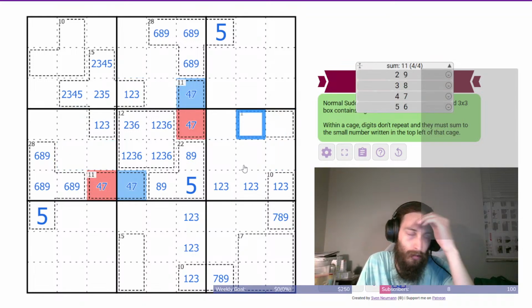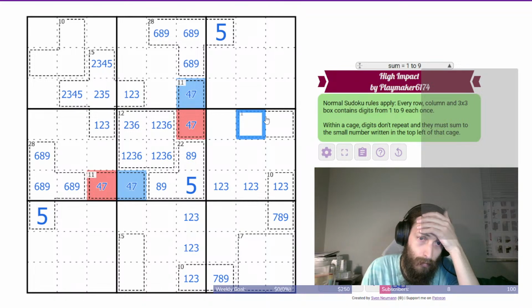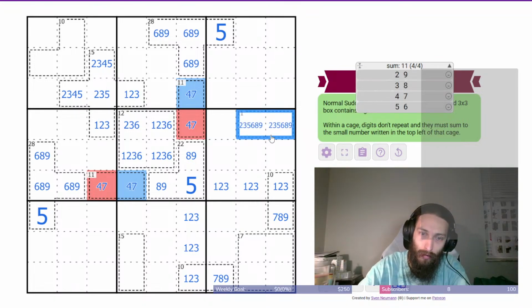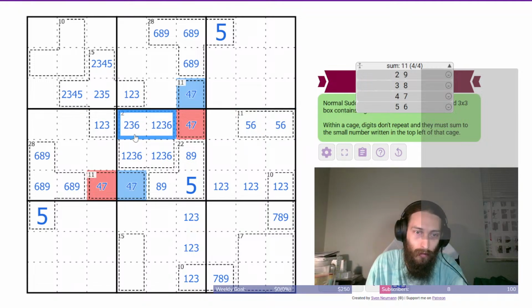Feel super useful to mark, so I'm going to take it out. This 11 cannot be a 1. It cannot be 4 and 7. It also cannot be 2, 9 or 3, 8. It's 5 and 6.